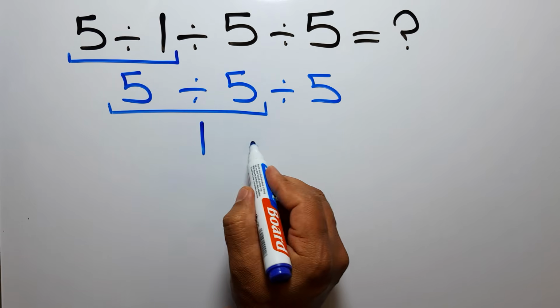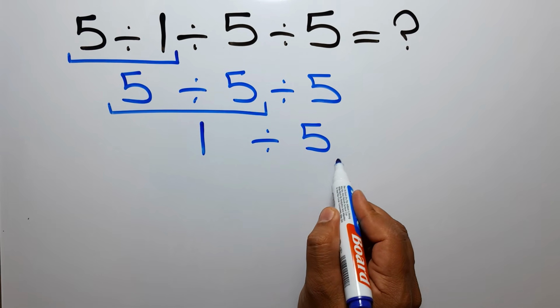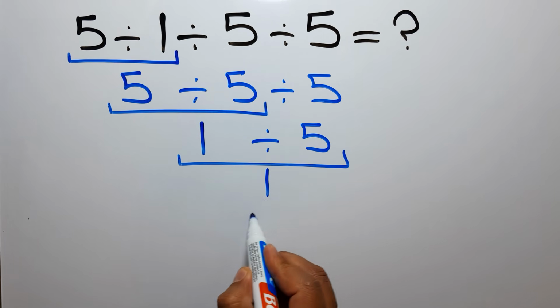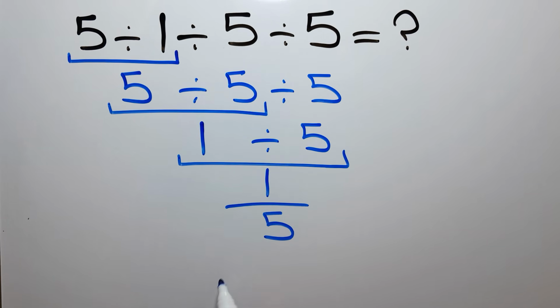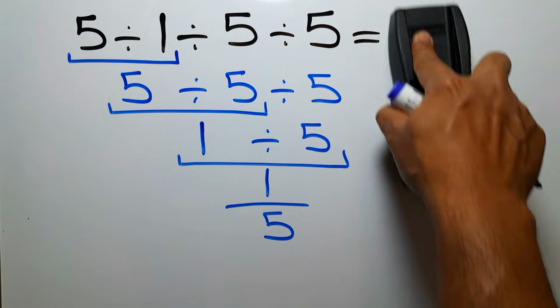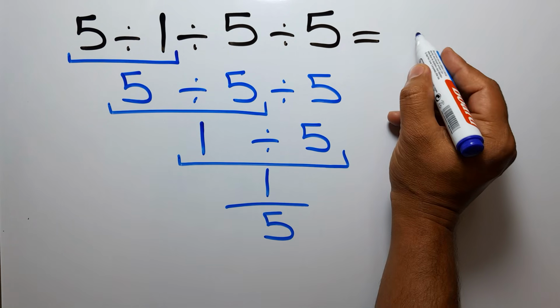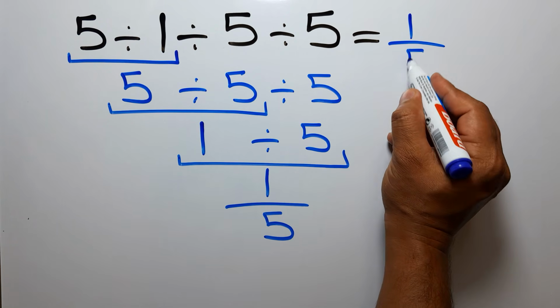So we have 1 divided by 5, which can be written as 1 over 5. So we have 1 over 5, and this is our final answer to this problem. The correct answer is 1 over 5.